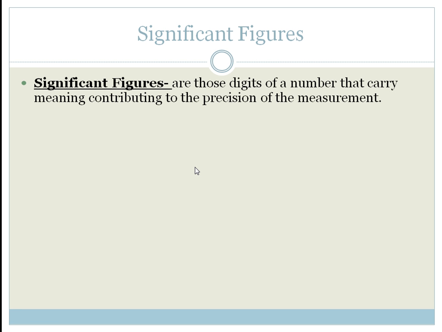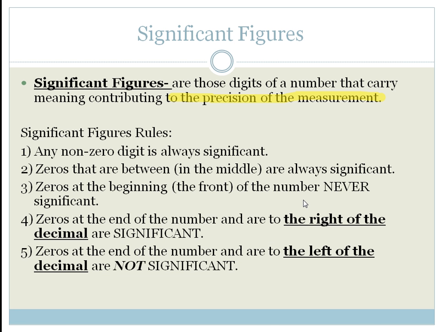Alright, so what are significant figures? Significant figures are the digits in a number that talk about or contribute to the precision of the measurement. So significant figures are used to look at the precision of a measurement, and there are rules for using significant figures, and here are the 5 rules. You don't have to memorize them, you just know how to use them.